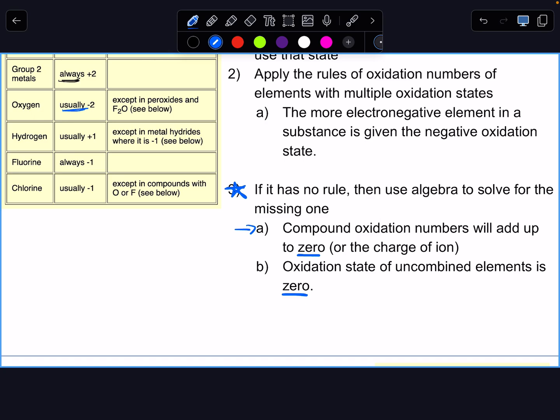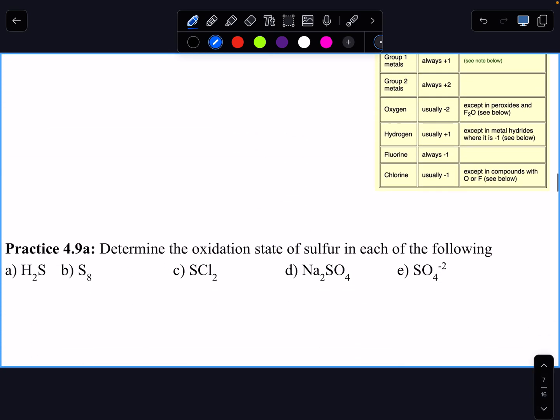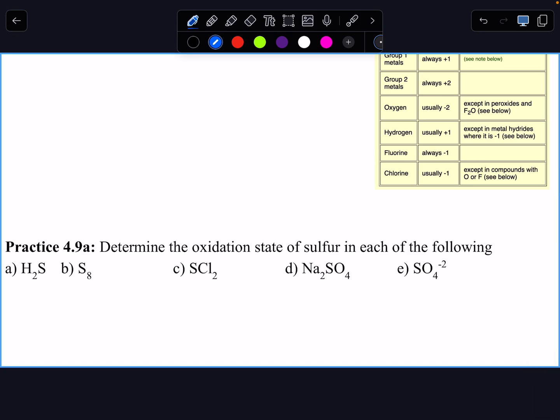All right, I'm going to do the first one as an example, and then I'll have you try the next ones with your table. So our goal here is we're trying to identify the oxidation state for sulfur in each of these compounds. By default, to find sulfur, we're going to have to find the rest, but that's in a sense what the question is asking. Looking at A, I first look and see, is there something in there that has a rule? So I put our rule list there to remind us.